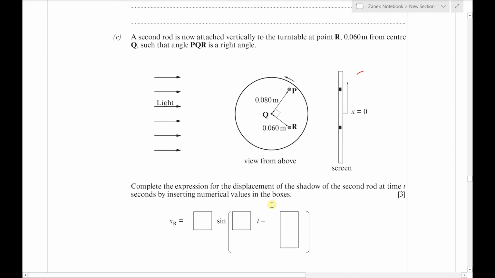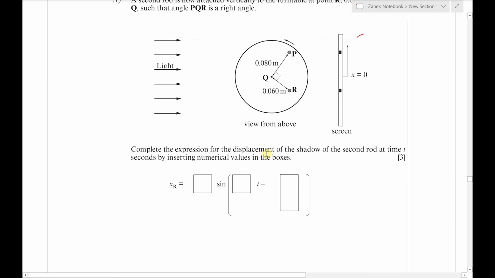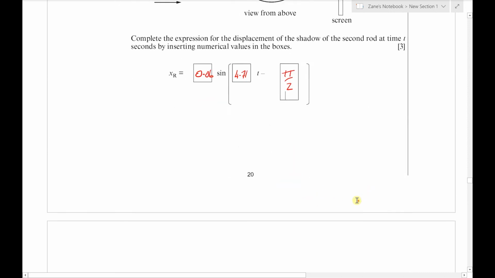Next we've got a second rod now attached at position R, which is 0.06 meters from the center, and there's a 90-degree angle here. And what we're going to do is fill in the values for the equation for the displacement of R. Well, in front of the sine we have the amplitude, which here is going to be 0.06 meters. It's rotating at the same rate, so it's got the same omega of 4.71. But R is trailing behind P by an angle of 90 degrees, and 90 degrees in radians is pi by 2. So we've got a minus pi by 2 there.